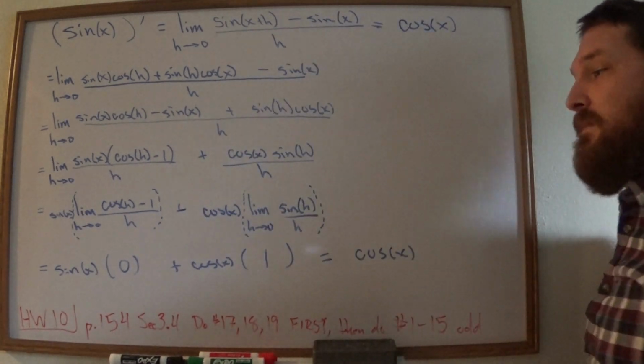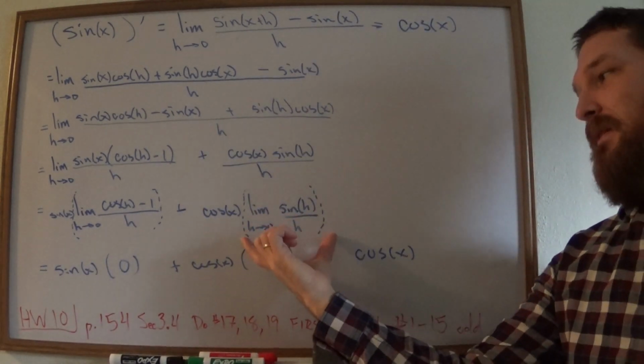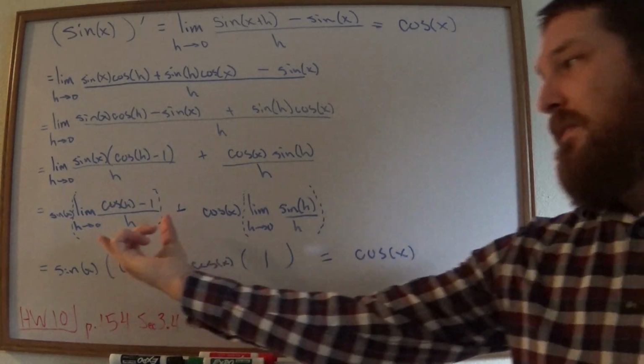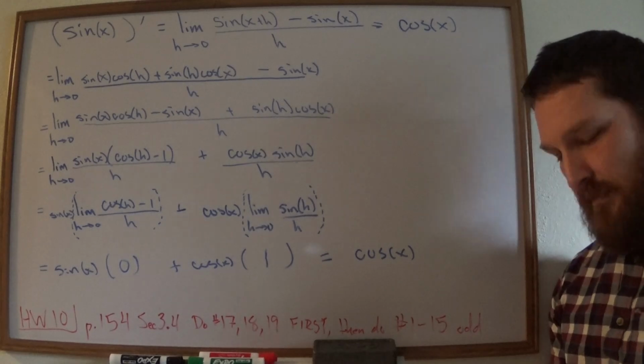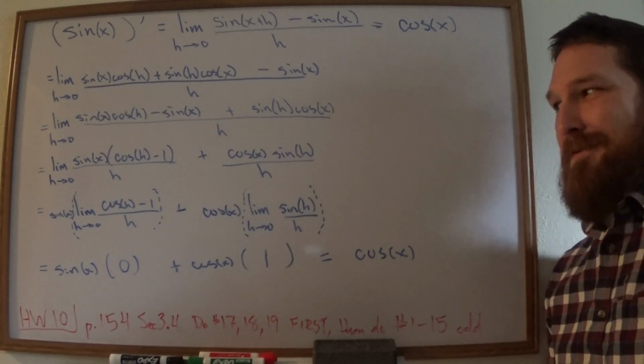But now we have some work to do. We need to show that this limit is indeed 1 and that this limit is indeed 0. That's what we're going to be doing for the rest of the day. This is not easy. This is not easy at all.